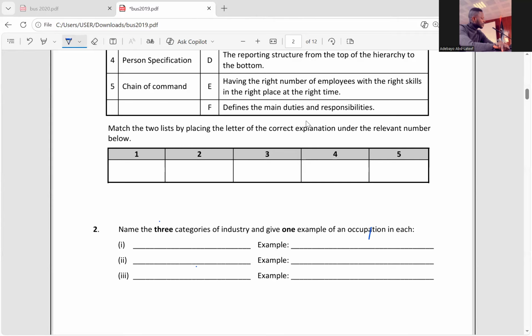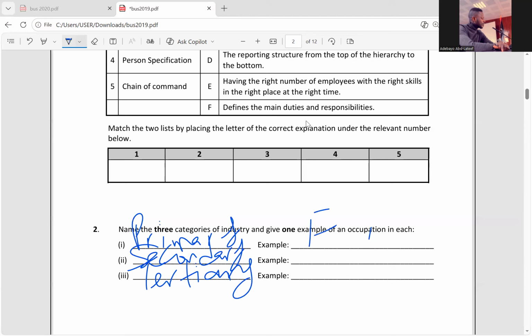So we have the primary sector here, the secondary, and the tertiary sector. Here we have farming. Construction is in the secondary sector, and tertiary is the service sector, which is, we could say, banking.